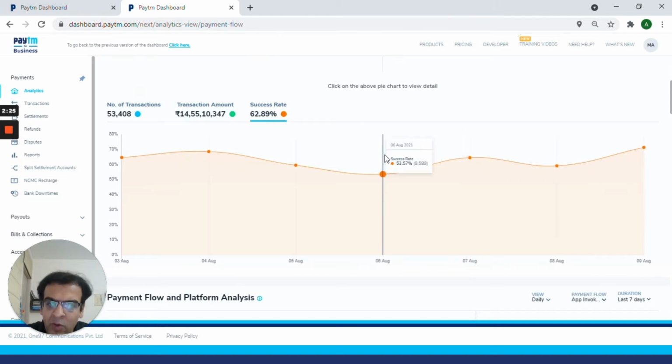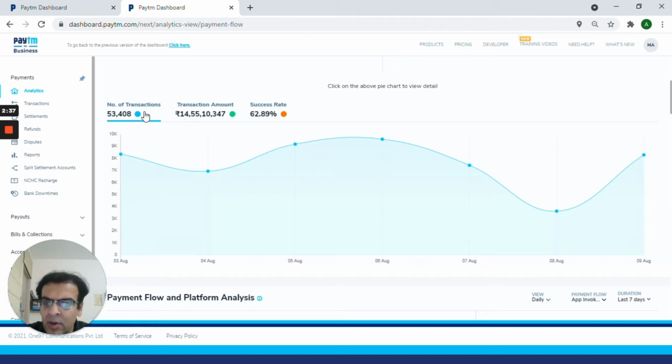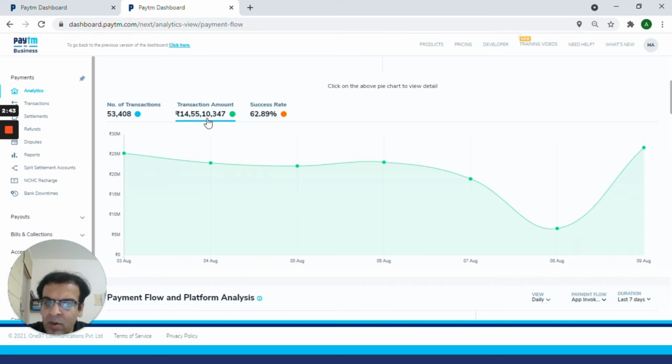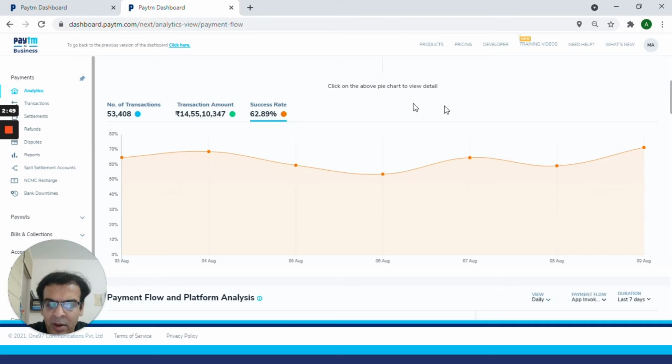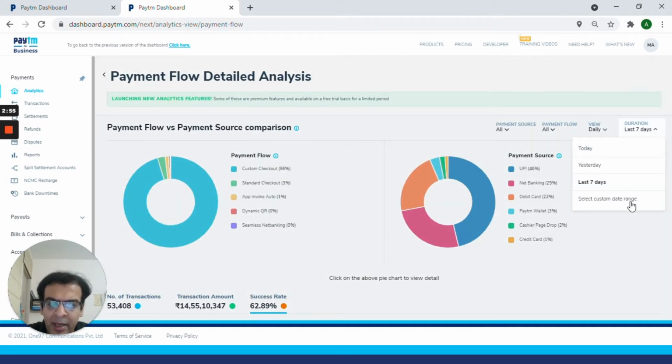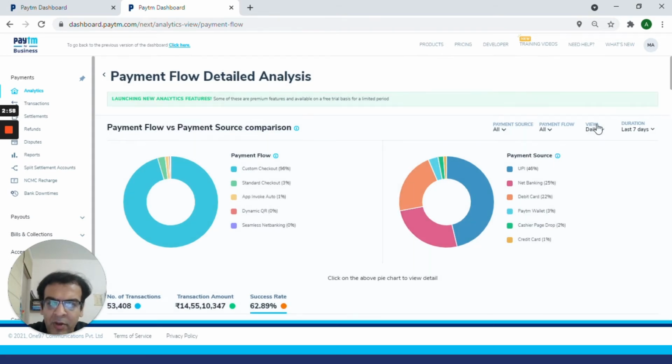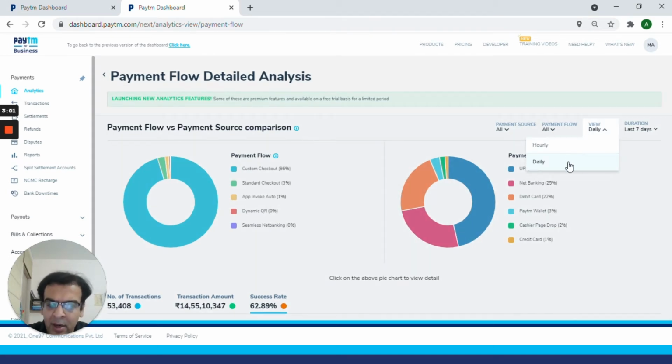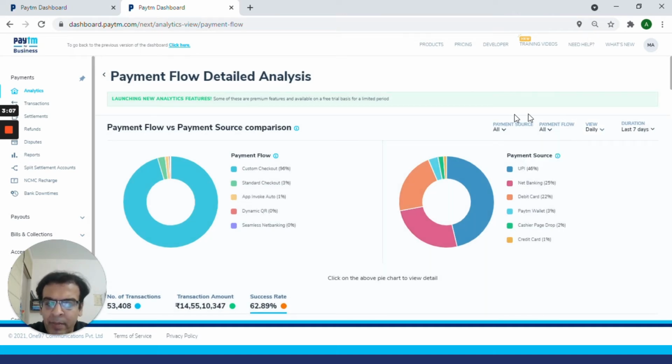In the third graph, you would see all the transactions coming through all payment flows and their measurements in terms of 3 key metrics. First is the number of transactions, and what has been their trend over a defined period of time. Second is the transaction amount, and what has been their trend for the defined period. And the third one is the success rate behavior for the selected duration. You can modify the duration from this filter by selecting any custom date range. You can also modify the view to see data on a daily basis or an hourly basis. Then there are 2 more filters, payment flow and payment source.